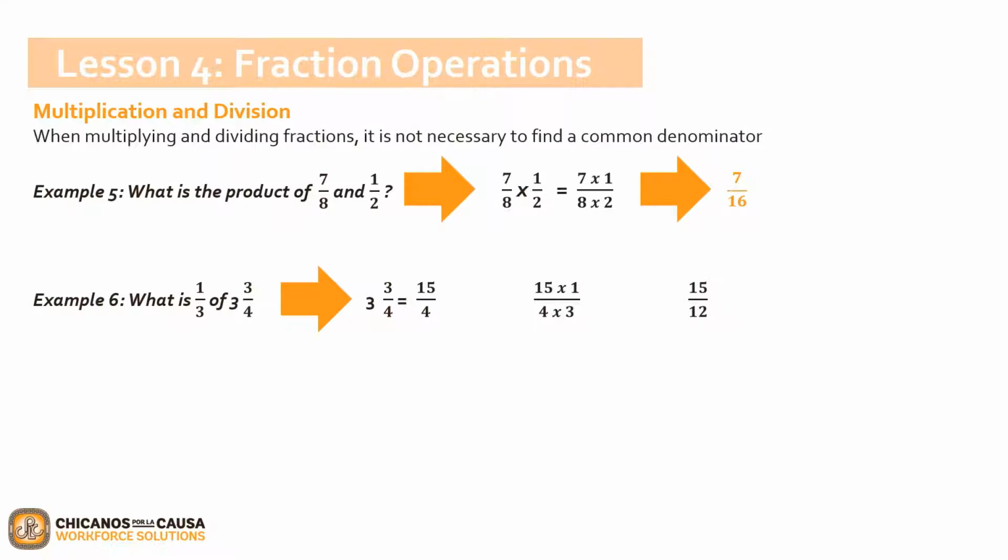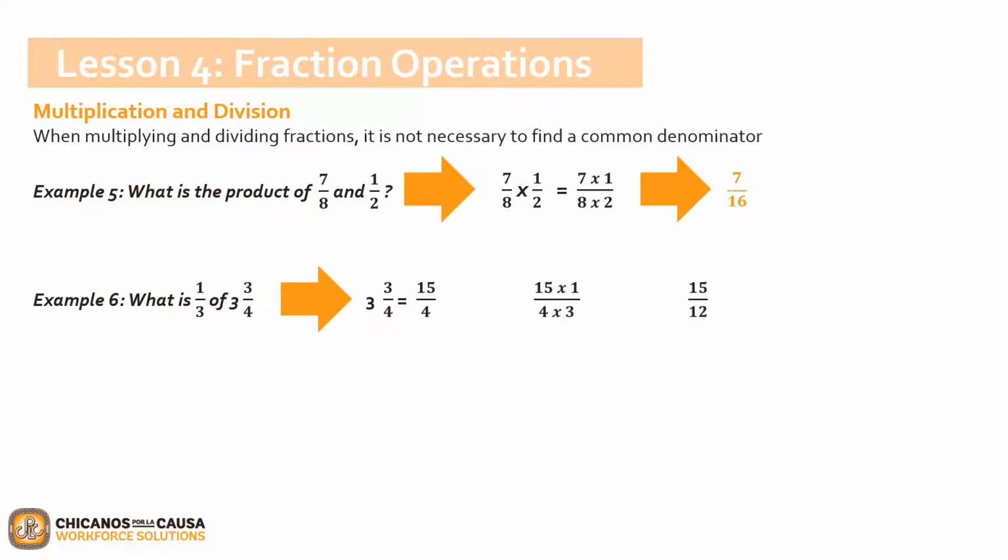So as we've done in the past, what you're actually going to do is multiply the whole number 3 by the denominator, which gives you 12. You are then going to add 3, or the numerator, to it. That gives you a total of 15. Now remember that the denominator stays the same. So the new improper fraction is 15 over 4.